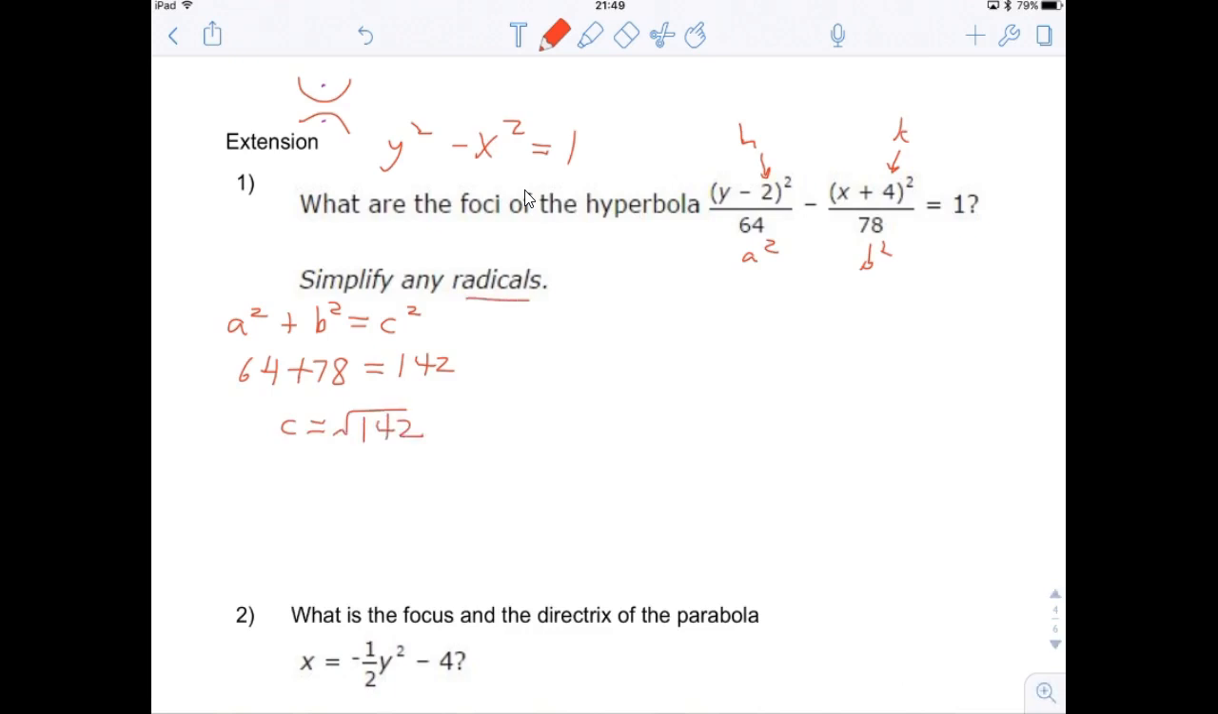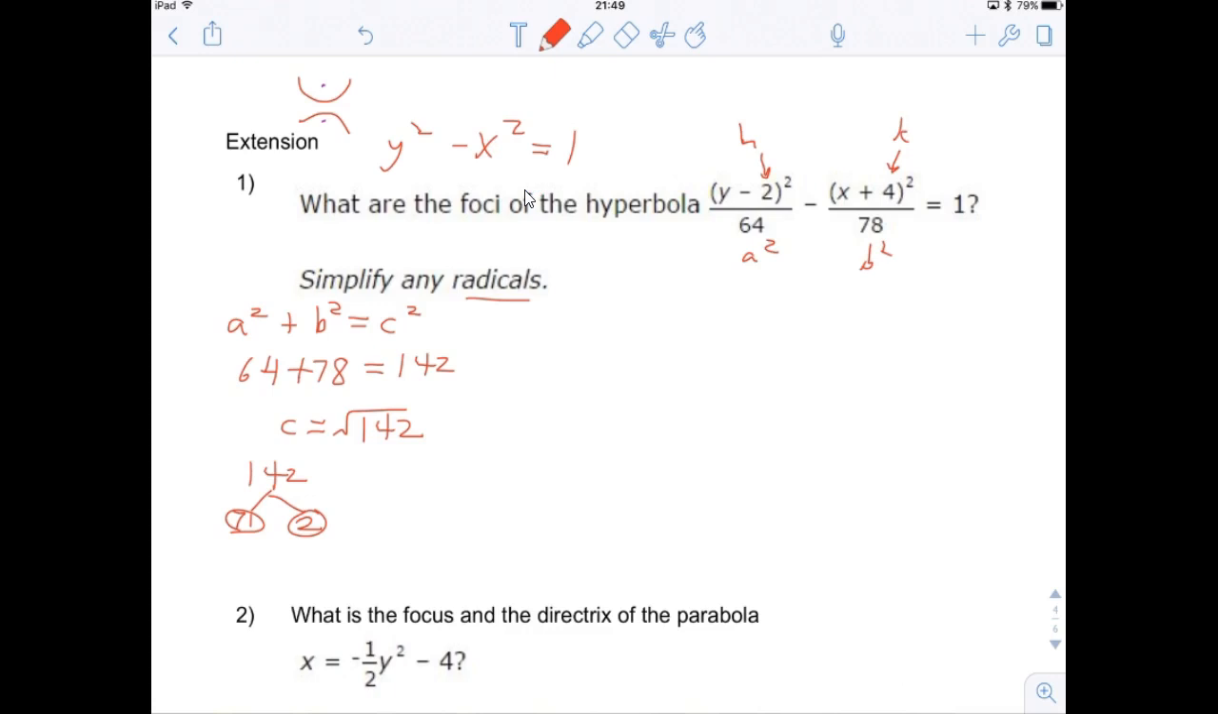And it says to simplify any radicals. So square root of 142, let's factor 142. So 142 is 71 and 2, and basically that's as far as you can go, right? 71 is a prime number, 2 is a prime number. So actually, square root of 142 is the simplest possible way of expressing that radical. Okay, so we know that c equals square root of 142.